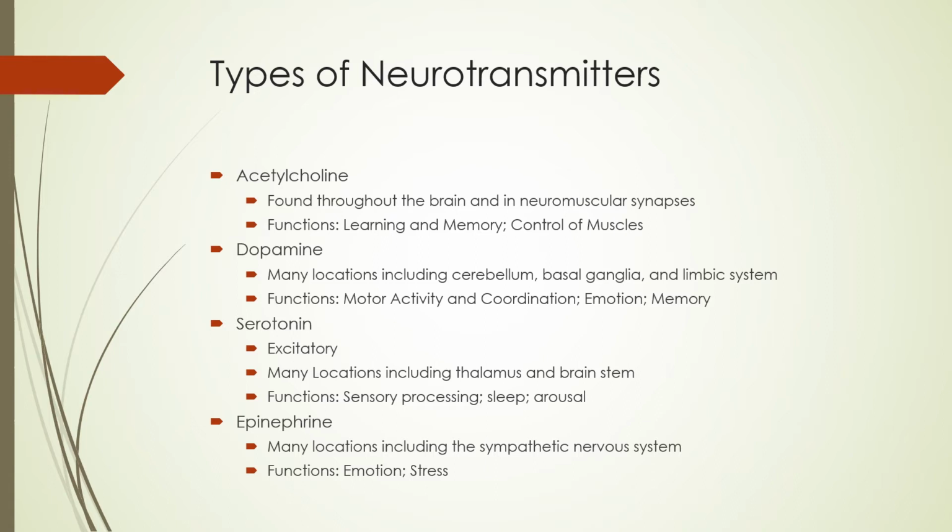And then we have serotonin, which is an excitatory neurotransmitter. And it has many locations, including the thalamus, the brainstem, helps with sleep and arousal and mood, as well as sensory processing. Epinephrine is the last one there on this page. It has a function dealing in emotion and stress and is included in the sympathetic nervous system.